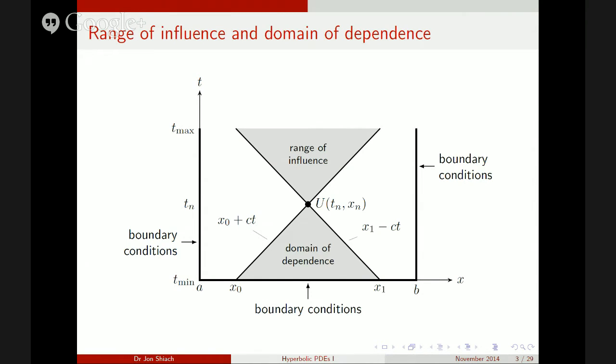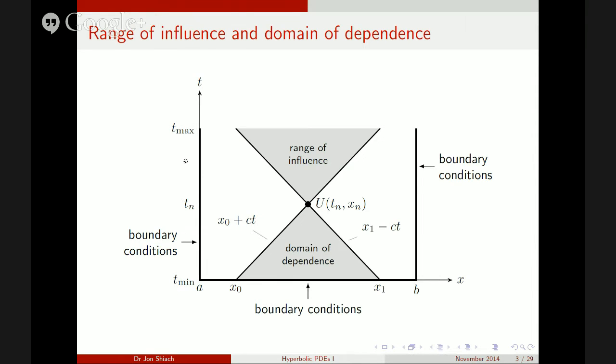Way back in the first week, I spoke about the range of influence and domain of dependence. Essentially, the domain of dependence is the set of all points in the xt space that have some influence on a given point. I'm just going to explain this graph, and then I'll give you a more real world example. Notice along the horizontal axis I have an x domain. I'm only going to assume a one-dimensional spatial domain, so here's my space domain along the horizontal axis. This vertical axis is time.